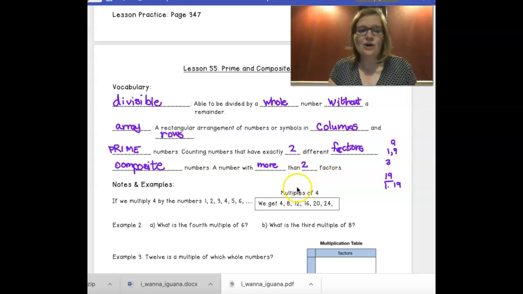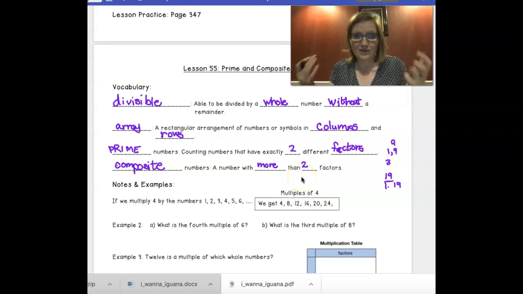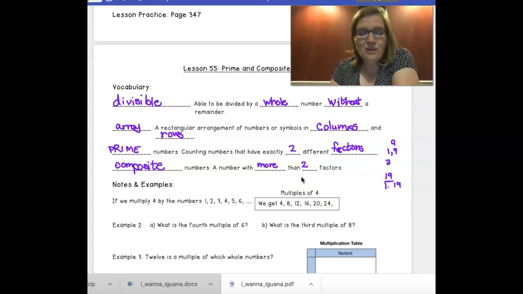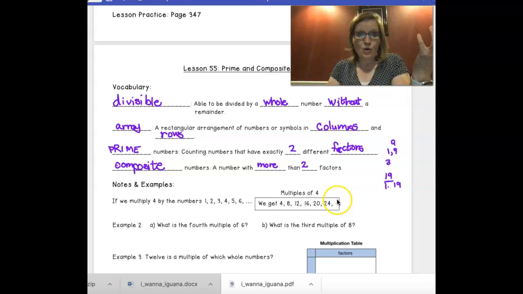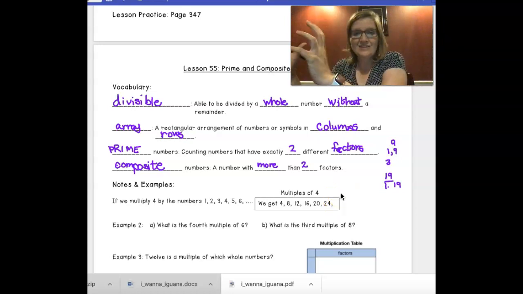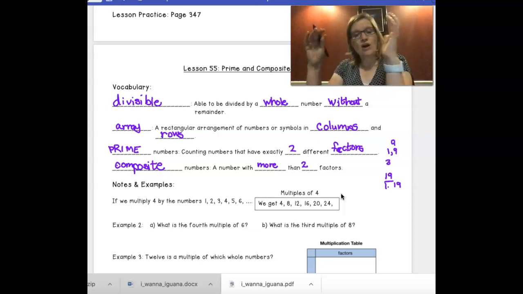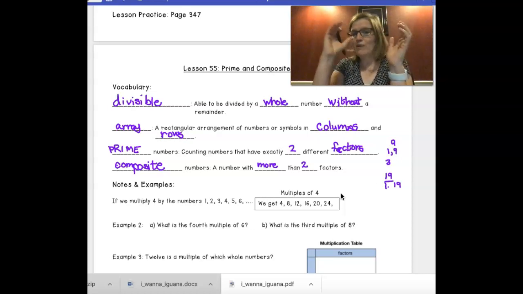We need to talk also about when something is a multiple of something. When we multiply in the 4s, if we multiply 4 by the numbers 1, 2, 3, 4, 5, 6, we get 4, 8, 12, 16, 20, and 24, and we could keep going. We call these multiples of 4, meaning a whole number multiplied by 4 gets this product. Multiples of 4 are the products when we multiply 4 by a number.